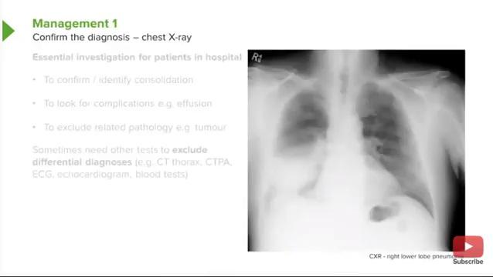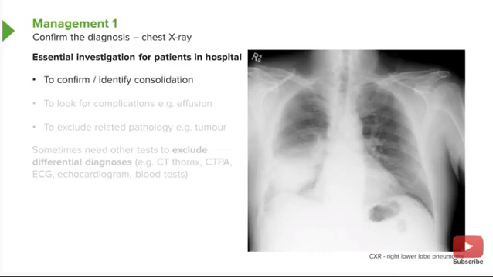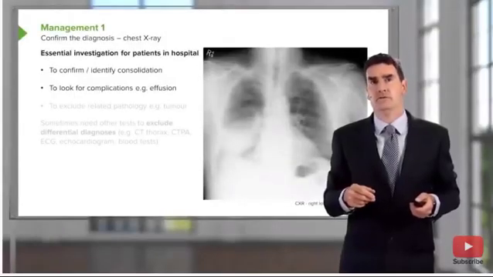So to take these in turn, confirming the diagnosis, essentially that's a chest x-ray. You think the patient has some crackles over the right lung and they're presenting with a fever, then you need to know whether there's consolidation present. So do a chest x-ray and it might show lobar consolidation as is shown here in the right lower lobe in this chest x-ray. It's also very important to do a chest x-ray to look for complications, and we'll discuss some of those later in this talk, but we're talking largely about pleural effusion.